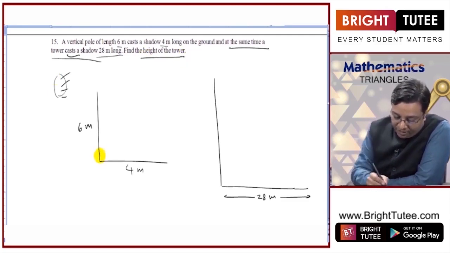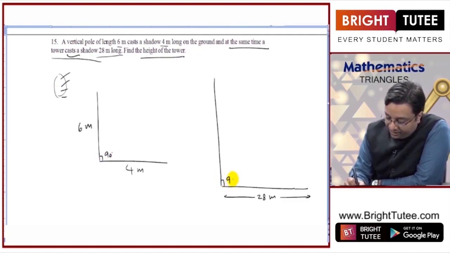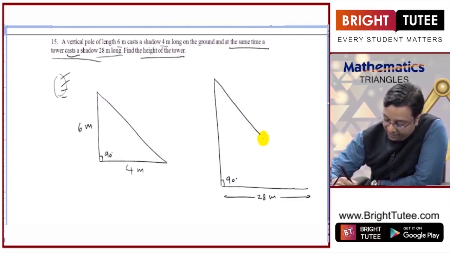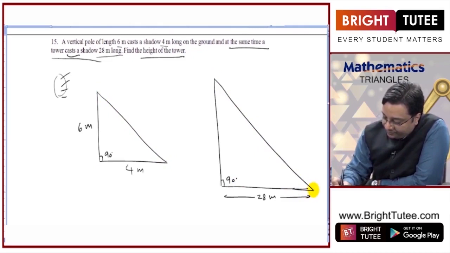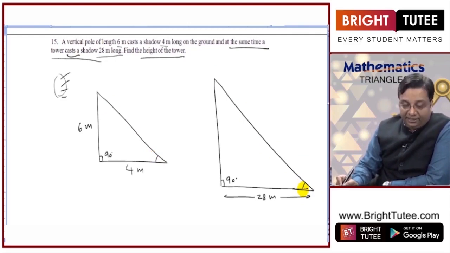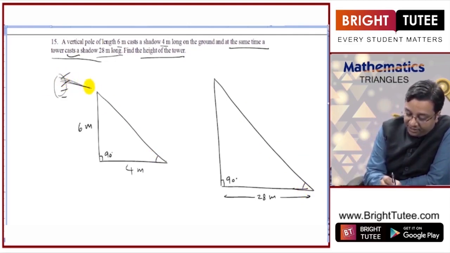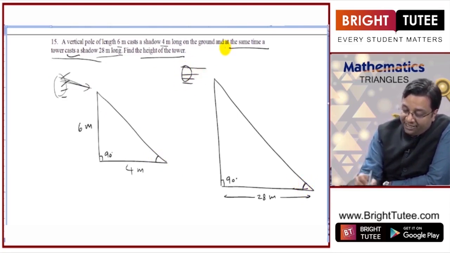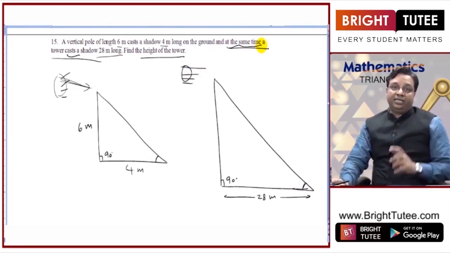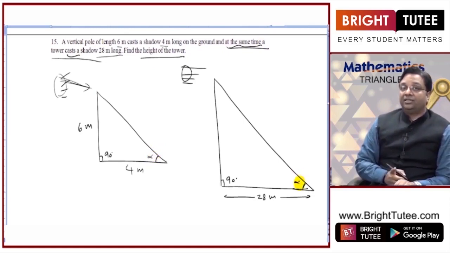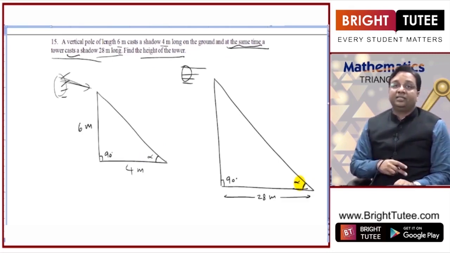Find the height of tower. So now this angle is 90 degrees and this angle is also 90 degrees. If I complete a triangle here and a triangle here, will this angle be equal to this angle? Yes, because sun rays are coming in this fashion here, so they will make an angle here and the same angle will be made here. Because we are observing these two shadows at the same time, this angle is going to be the same. So if it is alpha, it is also alpha. So these two triangles are going to be similar, hence the ratio of their sides is equal.